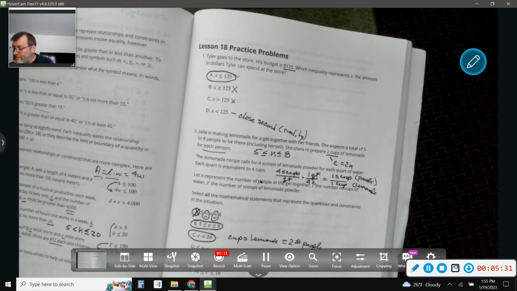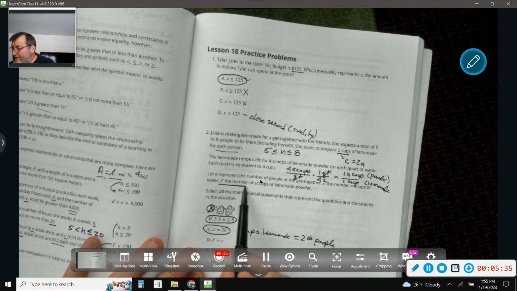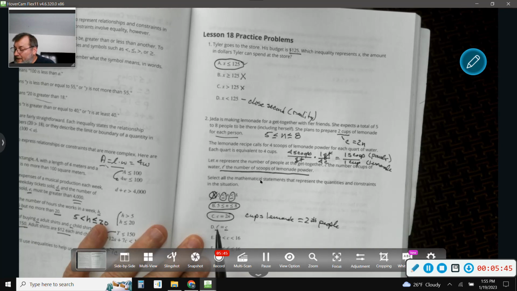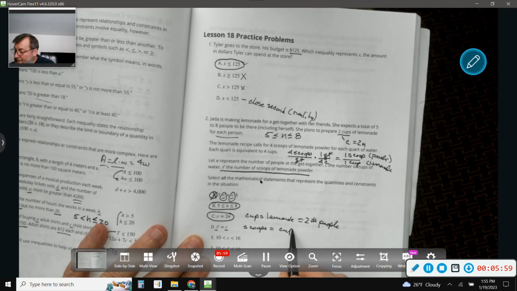All right. Is there anything that we have here? Well, L is the number of scoops of lemonade powder. So the scoops of lemonade and the cups of lemonade. All right, so scoops equals cups. We just kind of figured that out. 1 scoop for every 1 cup. So I'll say that one's true as well.